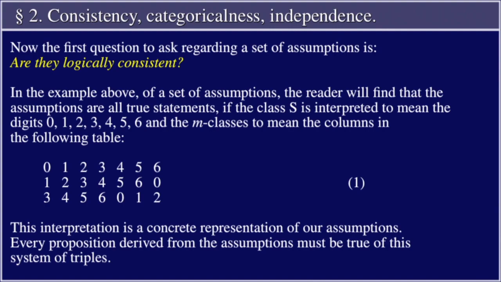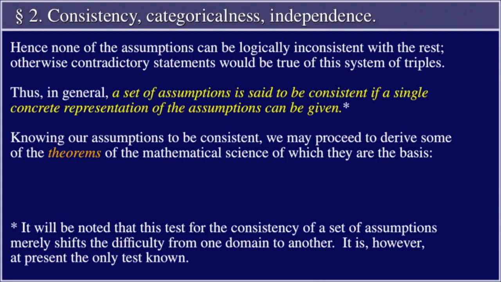This interpretation is a concrete representation of our assumptions. Every proposition derived from the assumptions must be true of this system of triples. Hence, none of the assumptions can be logically inconsistent with the rest. Otherwise, contradictory statements would be true of this system of triples. Thus, in general, a set of assumptions is said to be consistent if a single concrete representation of the assumptions can be given. Note that this test for the consistency of a set of assumptions merely shifts the difficulty from one domain to another. It is, however, at present the only test known.